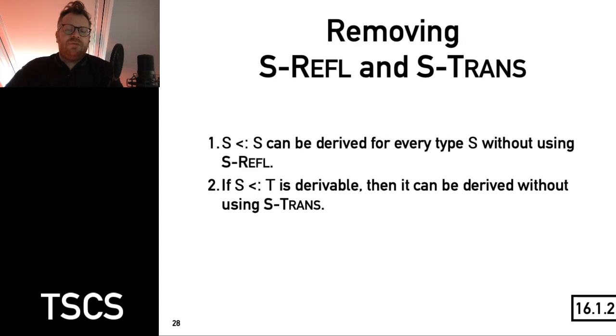Good. And now we have a little bit of a problem with the S-reflexive and S-transitive rule. The idea here is that S is a subtype of S can be derived for every type S without using the S-reflexive rule, and if S is a subtype of T is derivable, then it can be derived without S-trans. This is the idea of removing those.